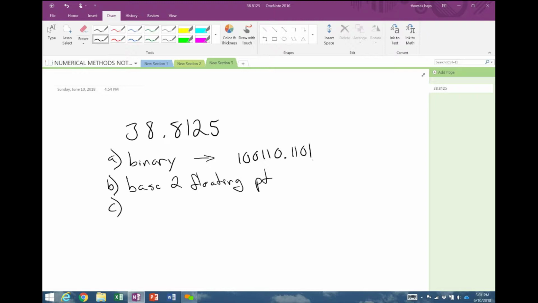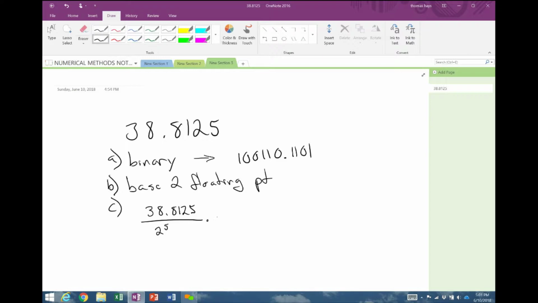Okay, so part B. Using the result of A, the binary floating point representation of the number is 38.8125 divided by the largest single base 2 number that would fit into it. So 2 to the 6th is too big. 2 to the 5th is 32 and fits just fine. So we execute that division of 38.8125 divided by 32.